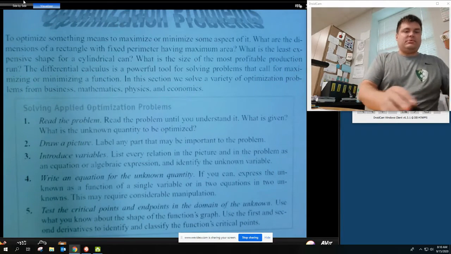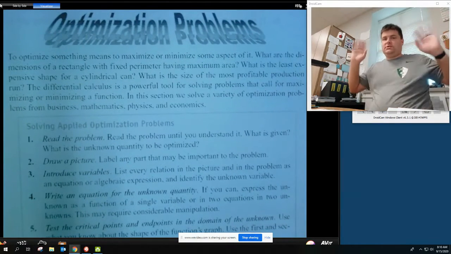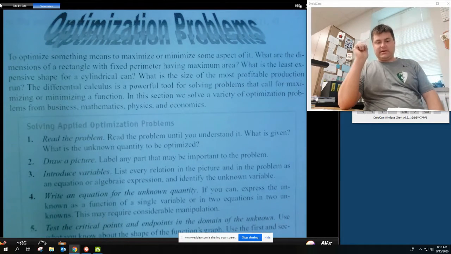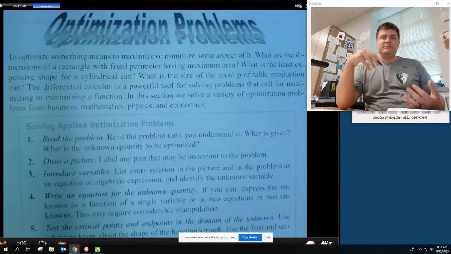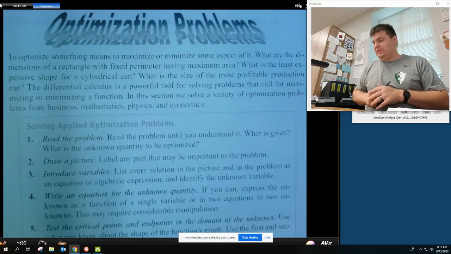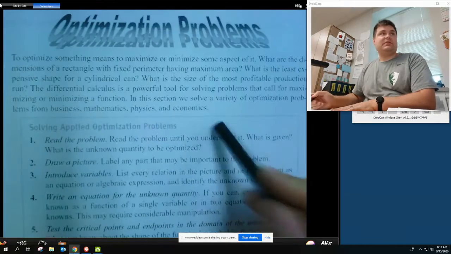All right, welcome to our video here on optimization problems. Optimization is really taking real life problems. We're going to use calculus to solve them. There's lots and lots of different types of problems. If you read through this paragraph, you can see what they are.